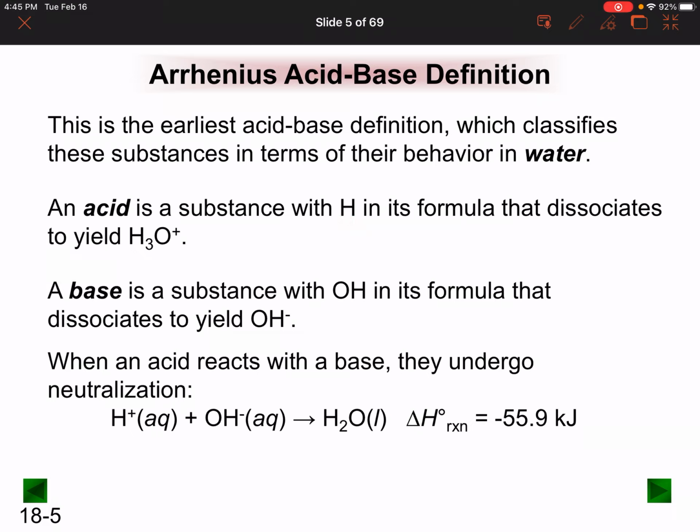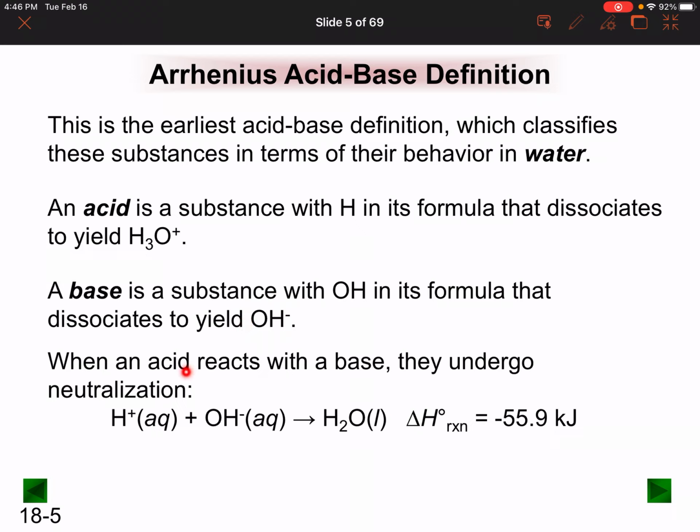So basically acid is something that has hydrogen in it. And a base is a substance with OH in its formula that dissociates to yield OH-. So in the Arrhenius acid-base definition, acid is when you have hydrogen in its formula and that dissociates to give you H3O+, and base is when you have hydroxide in the formula.